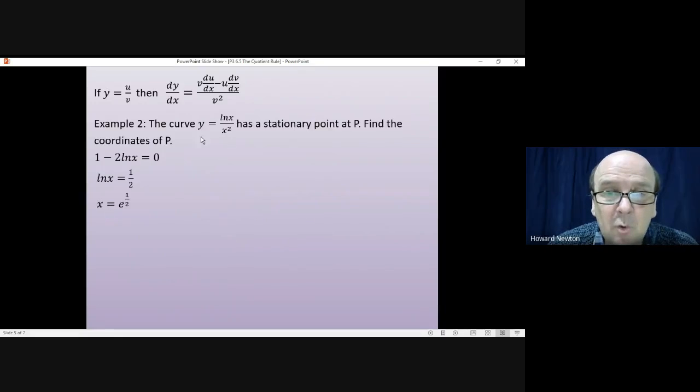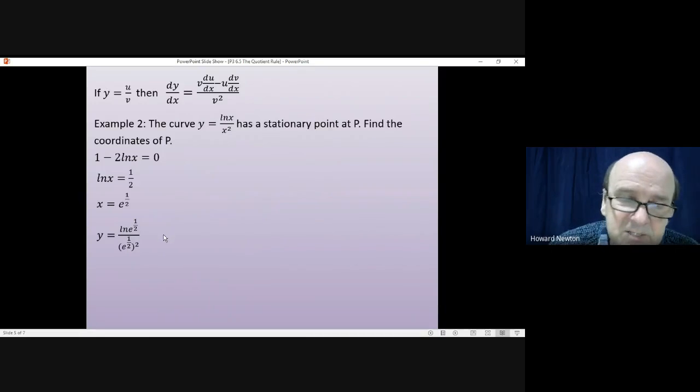To find the y-coordinate, we need to substitute x into the original equation. So log x over x squared, that means y will equal log of e to the 1/2 divided by e to the 1/2 squared. Now log of e to the 1/2, as before, log and e are inverse functions. That means they cancel each other out. The top will just become 1/2. e to the 1/2 squared is e to the 1/2 times by 2, using the law for powers. So the top simplifies to 1/2, and the bottom just simplifies to e to the power of 1, or just e.